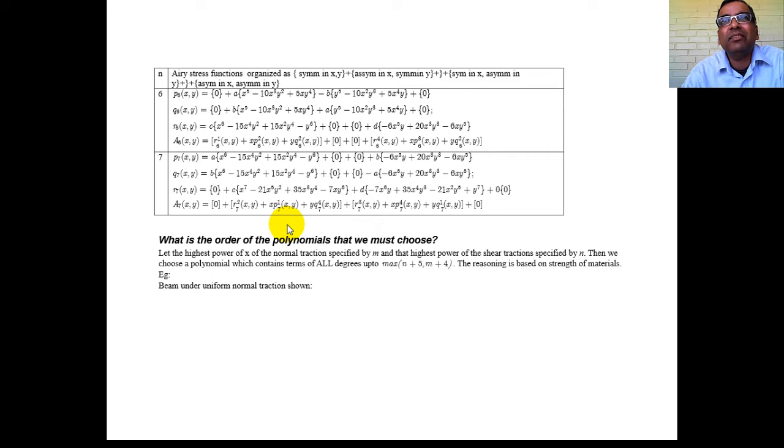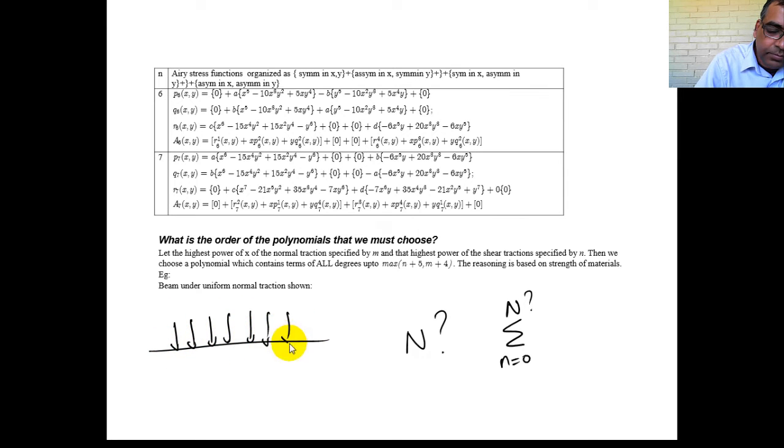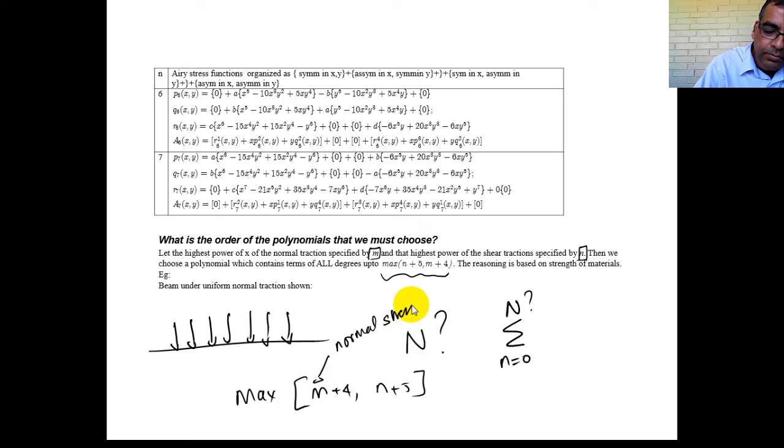All I want you to understand is all these Airy stress functions can be generated. Now the question is, what should be the order n? Remember, it was summation n equal to 0 to capital N. What should I pick for that? It depends upon the normal tractions. If the order of the normal tractions is m and the highest power of the shear tractions is n, then you should contain all polynomials up to max of m plus 4 and n plus 5. Why m plus 4? Because I have to do 4 derivatives, so I have to increase it by 4. Why n plus 5? Because of cross derivatives for shear stress. That's how it works. So max of m plus 4, n plus 5, for normal stress and shear stress.